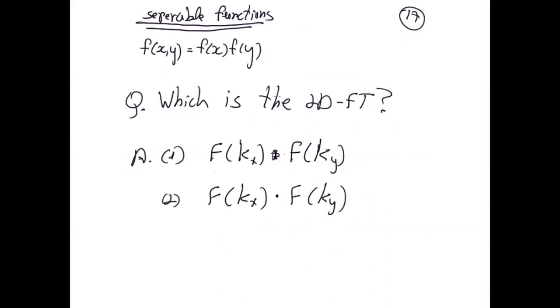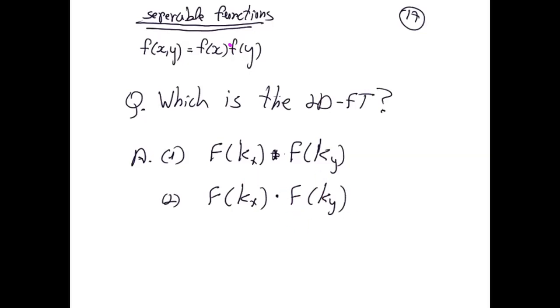All right, so the question is, if we have a separable function, then what would happen in this case? f of x,y equals f of x multiplied by f of y, which is the 2D Fourier transform? This one or this one? One or two? Right, it's a multiplication in the signal domain. Should be convolution, right? I think two. No. When it's a separable function, it's actually the multiplication between the two.